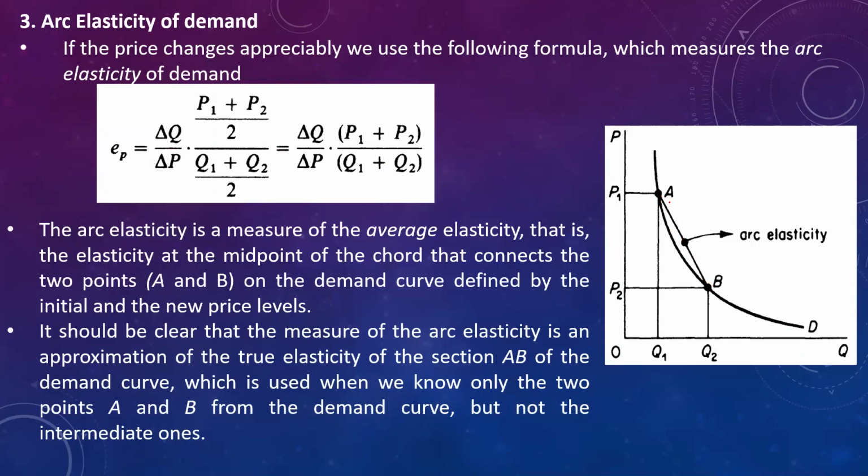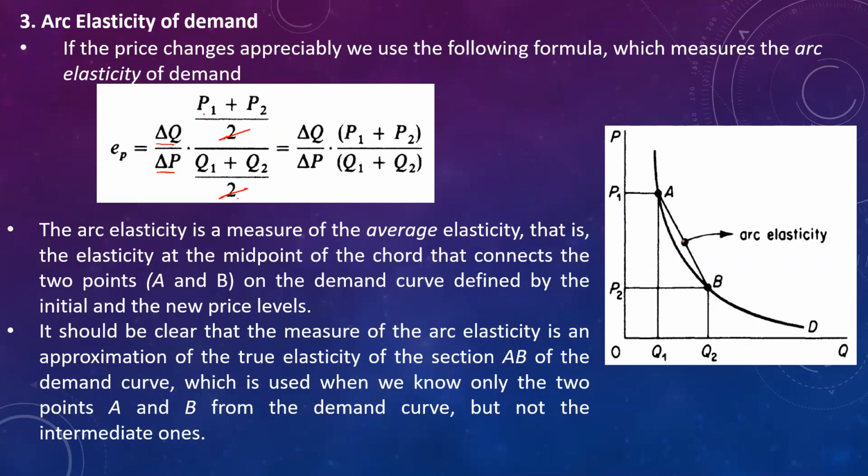Then we use the arc elasticity, and it is given by the formula: proportionate change in quantity divided by proportionate change in price, or change in quantity divided by change in price, into (P1 plus P2) divided by 2, whole divided by (Q1 plus Q2) divided by 2, where P1 and P2 are the initial and final price. We can cancel the two, and we get change in quantity demanded divided by change in price, into (P1 plus P2) divided by (Q1 plus Q2). This is the average elasticity.